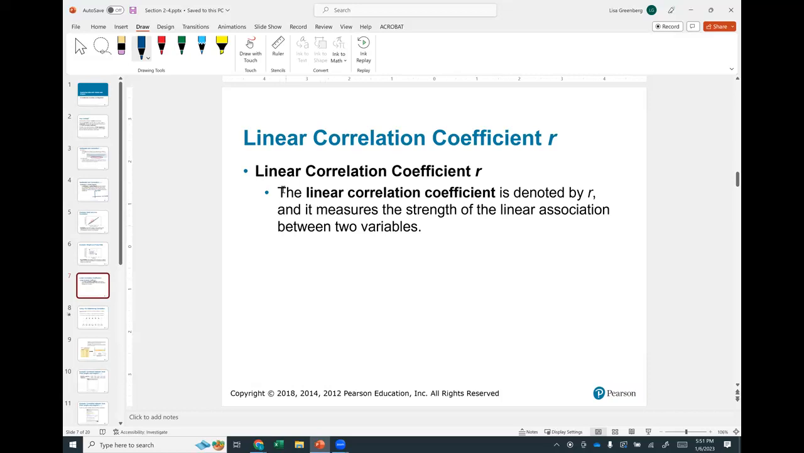And now we're going to talk about a linear correlation coefficient. This linear correlation coefficient is sometimes called small r, and sometimes it's called big R. Doesn't make a difference. They mean the same thing. It's denoted by small or large r, and it measures the strength of the linear association between two variables, how much they form a line, basically. Linear meaning line. Think of linear as line, okay?